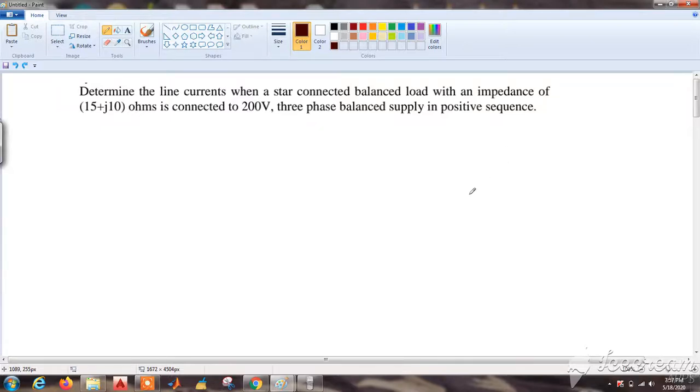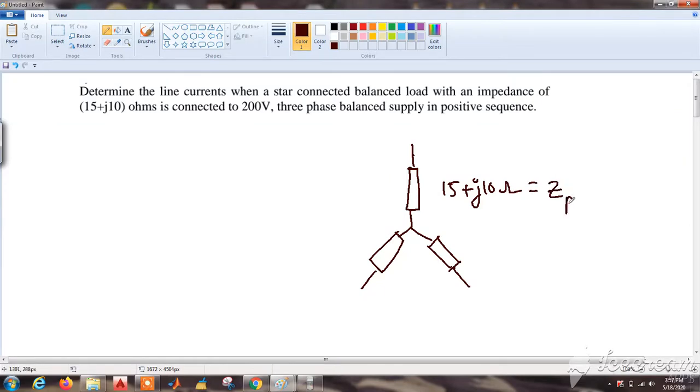Determine the line currents when the star connected balanced load with an impedance of 15 plus j10 ohms is connected to a 200 volts three-phase balanced supply in positive sequence. First, let us draw the star connected load like this, and the value is given as 15 plus j10 ohms. We can call this Z per phase, the impedance per phase.